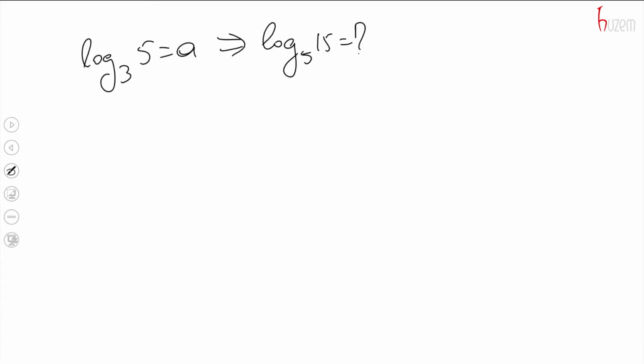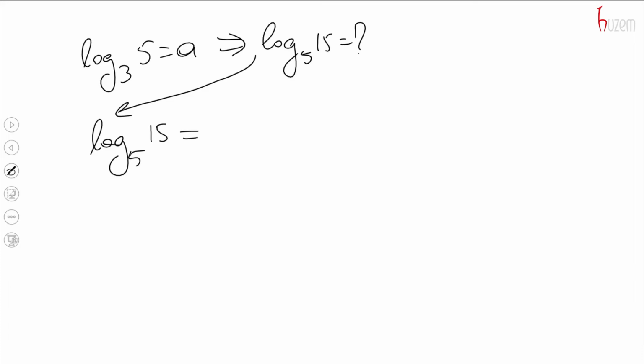Next, we have a number, log base 3 of 5, and it's equal to a, and we need to find log base 5 of 15. So this is what we need to find. Let's start with this and say log base 5 of 15 is equal to what?